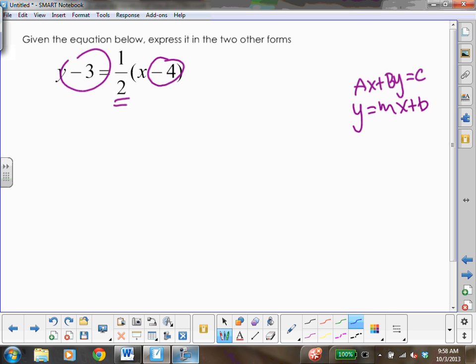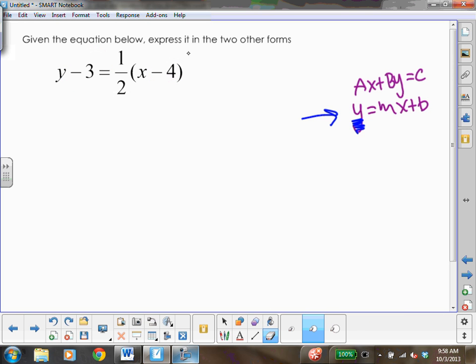And it doesn't matter which form you change it into first, you just have to make sure that you're following the correct pattern. I'll start with slope-intercept form, y equals mx plus b. Noticing y equals mx plus b, the y is by itself, and I have no parentheses, so I need to manipulate this equation so it does the same thing.